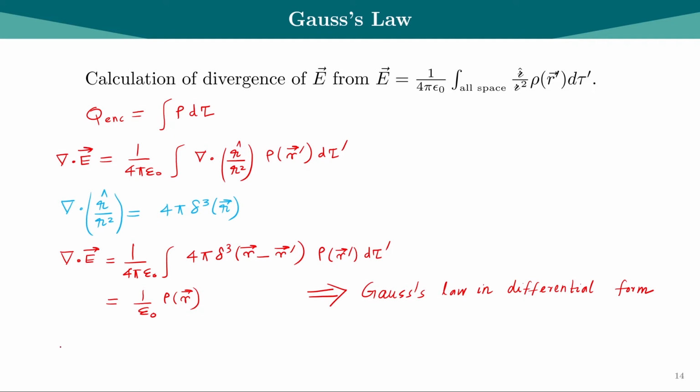If we want to recover the integral form, we can use the divergence theorem. That is, the volume integral of del dot E d tau is equal to the surface integral of E dot dA. And this is equal to 1 over epsilon 0 times the integral of rho d tau, and that is equal to Q enclosed over epsilon 0.